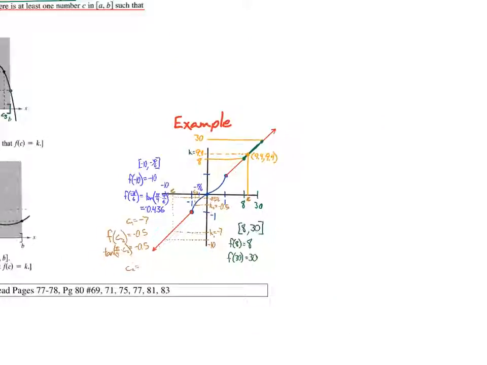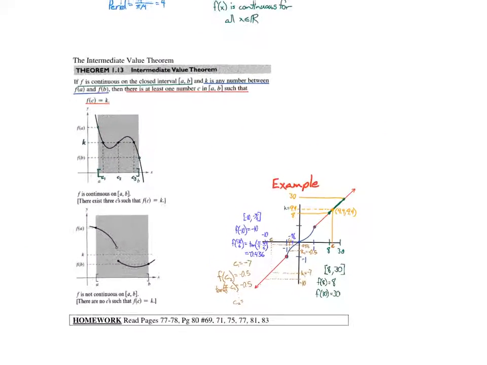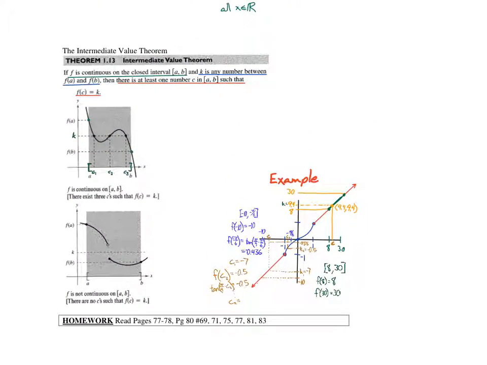So that's really everything that we need to know about this intermediate value theorem. It's a relatively simple theorem, but it just depends on the function you're using. Sometimes it can get complex.